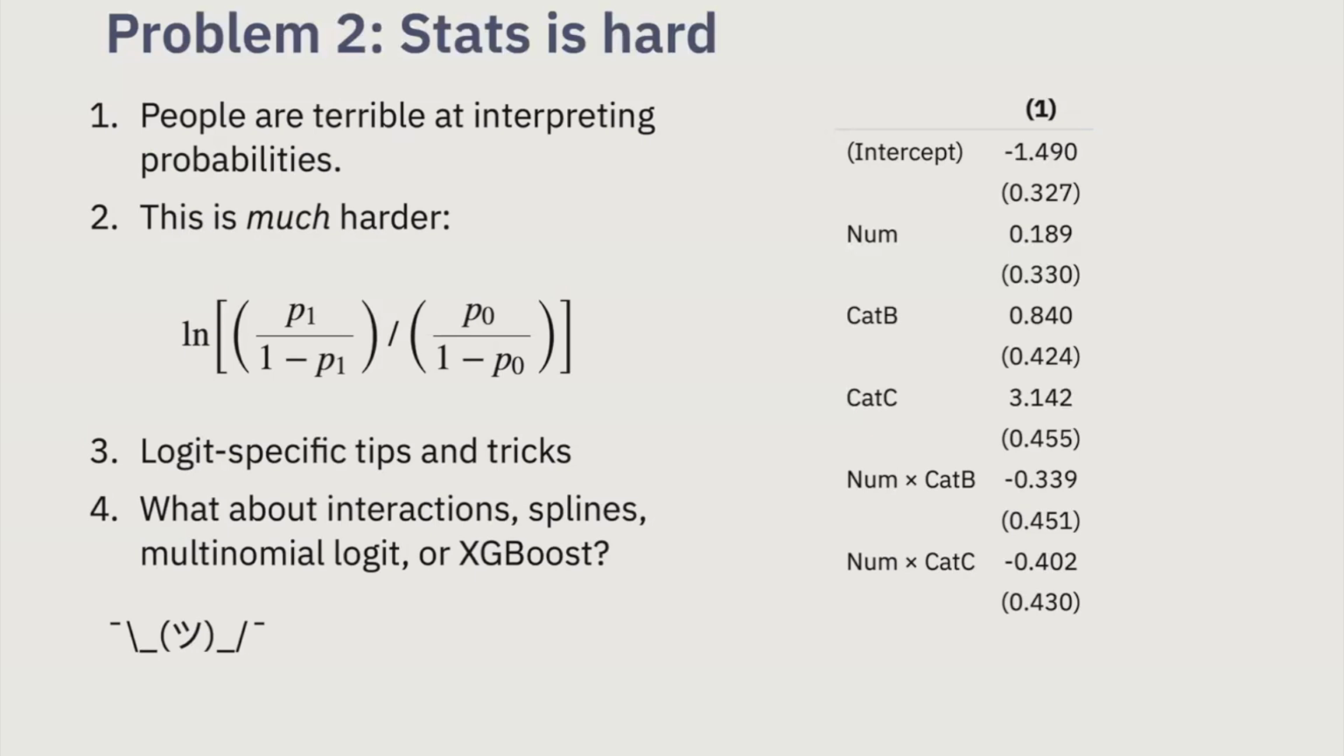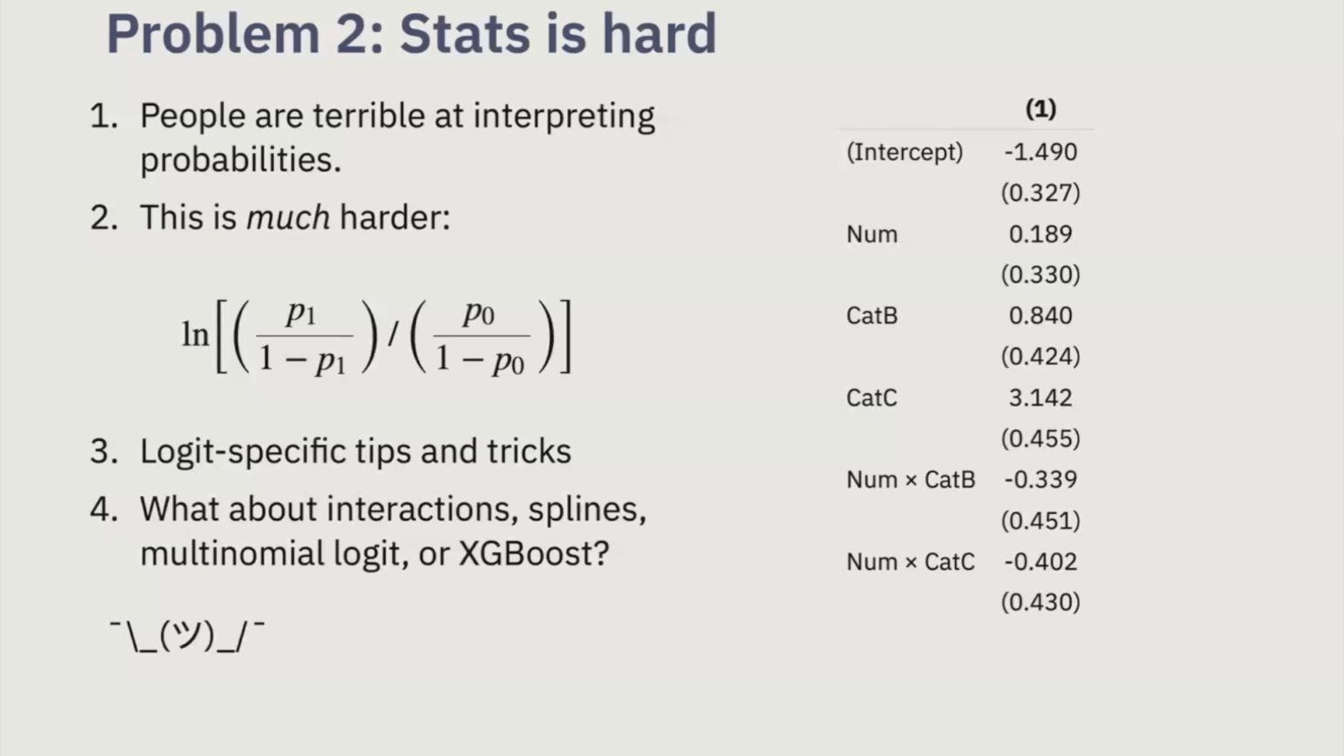So we'll exponentiate these coefficients, for example, or do something like this. But what happens if you move beyond this simple logit model? You have a model with interactions, you have a model with splines, you go for a multinomial model maybe, or even some machine learning algorithm like XGBoost. So what do you do then? How do you interpret your model?